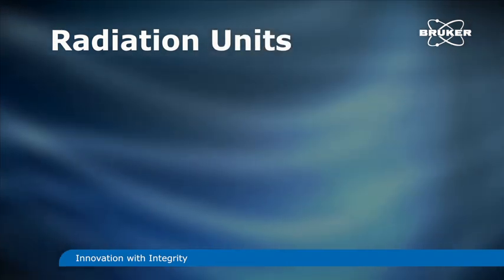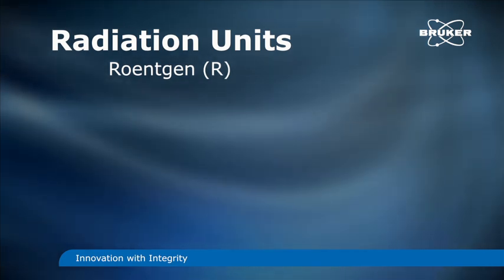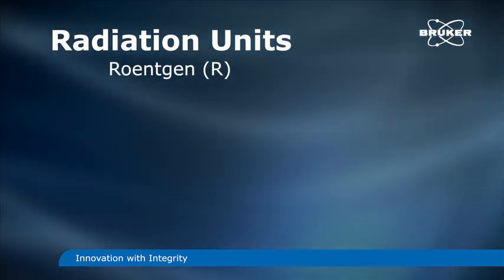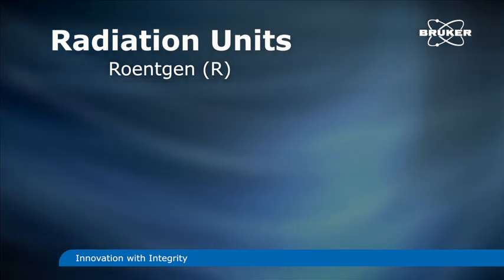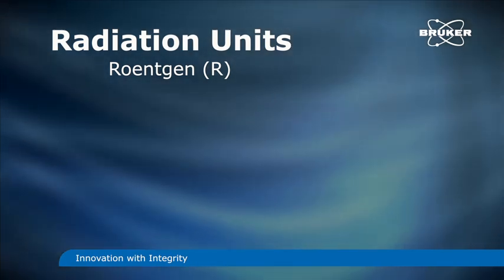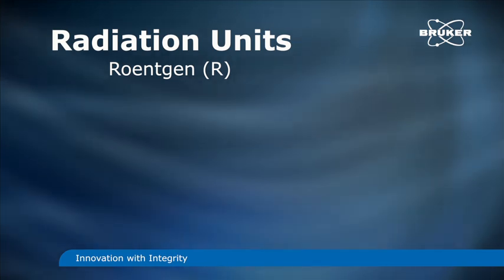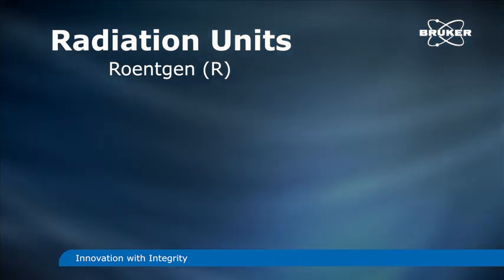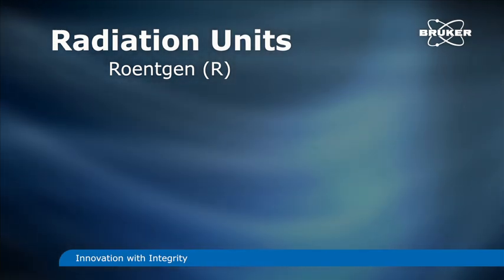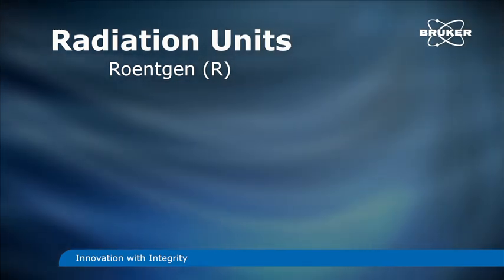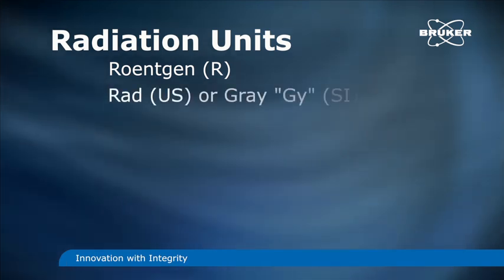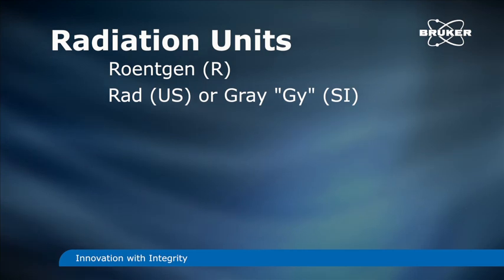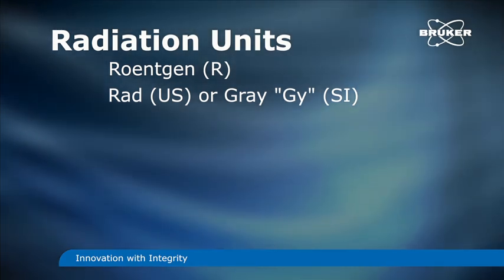X-ray and gamma ray exposure is often expressed in units of Röntgen. The Röntgen, or R unit, refers to the amount of ionization present in the air. Absorbed dose is the measure of the amount of energy absorbed per unit of mass of material. When radiation transfers energy to material, the material absorbs some or all of the energy, resulting in an absorbed dose. This is expressed in units of rad in the United States and gray, abbreviated as Gy, in the international community.